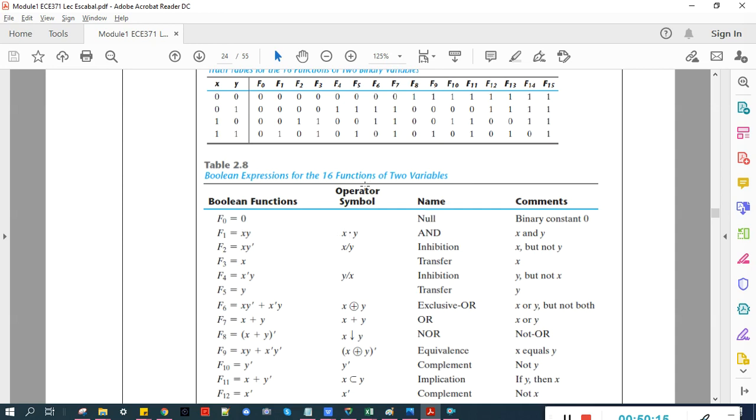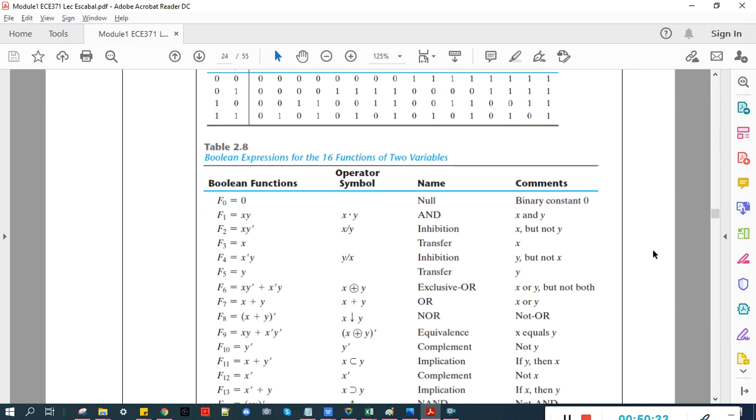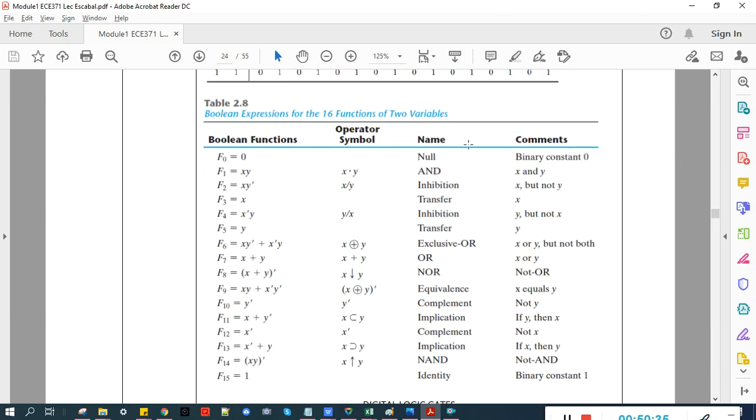So X and Y, this column shows the operator symbol. The first column is for the Boolean function, the second column is for the symbol, and the third column is for the name of that Boolean function or operation, and the comments. So the 16 common Boolean functions, we have the constant, the null, constant 0, binary constant 0, which is null, then the AND operation, the inhibition.